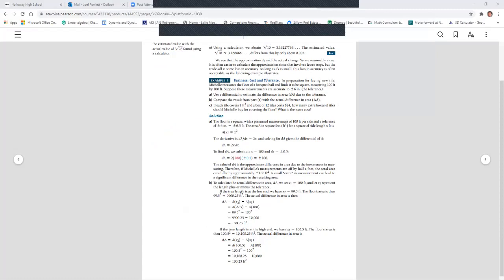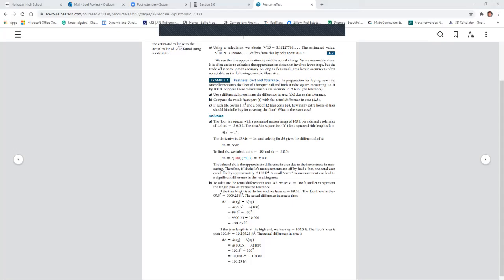And finally, let's look at example 5, looking at cost and tolerance. In preparation for laying new tile, Michelle measures the floor of a banquet hall and finds it to be square, measuring 100 feet by 100 feet. Suppose these measurements are accurate within 6 inches, either way. Use a differential to estimate the difference in area due to the tolerance. That's part A. Part B says to compare the results from part A with the actual difference in area, delta A.